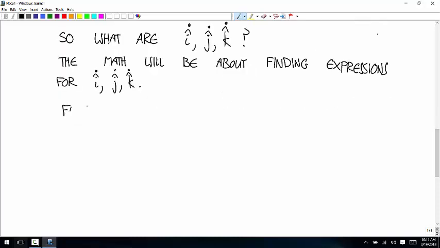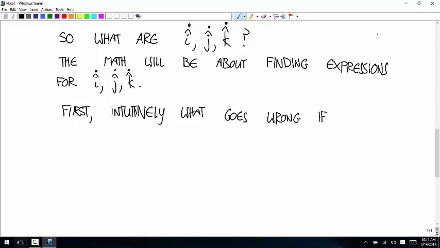But first, intuitively, what goes wrong if you use Newton's laws in a rotating coordinate system.